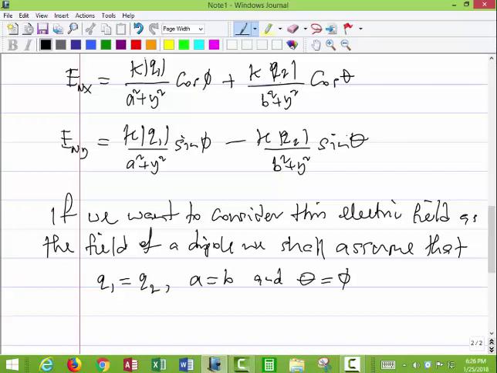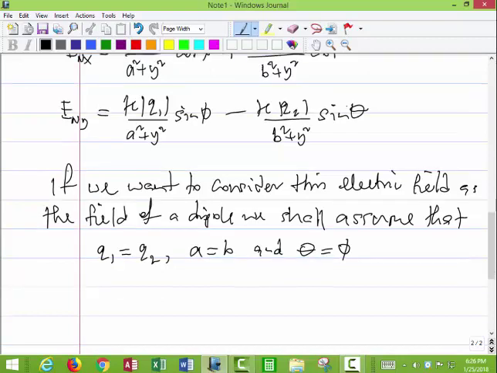So once we make that assumption for the dipole, because for a dipole we want the charges to be equal and opposite, and we want them to be separated by a very small distance between them. And so we are saying Q1 is equal to Q2, A is equal to B, and we are taking the angles to be the same since the charges are equal.